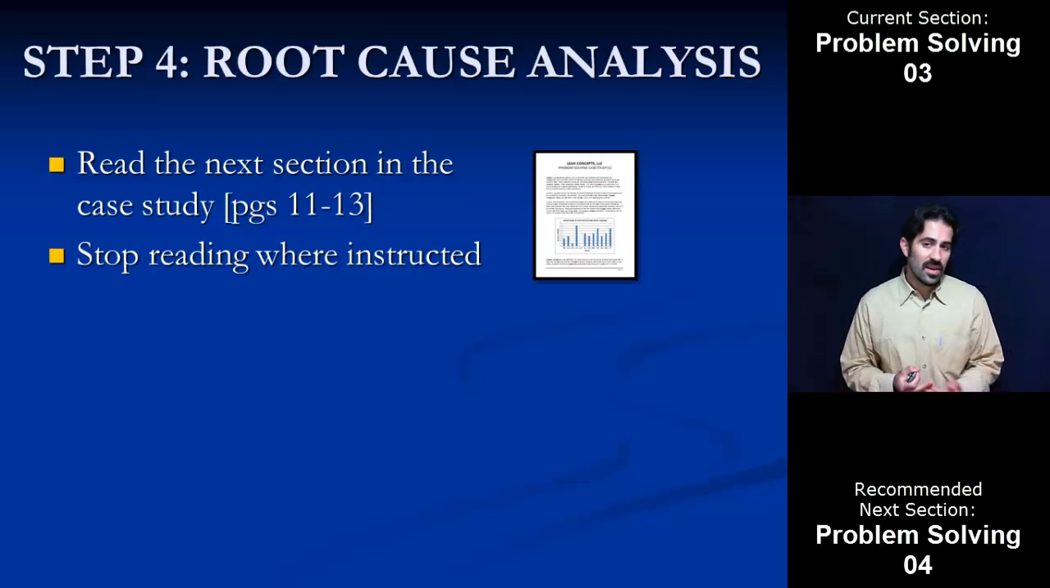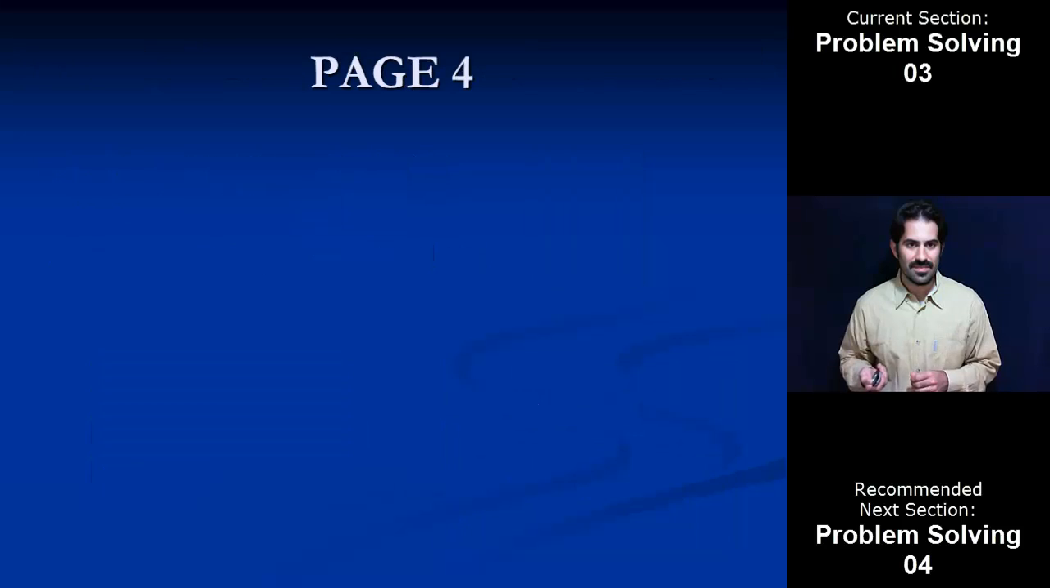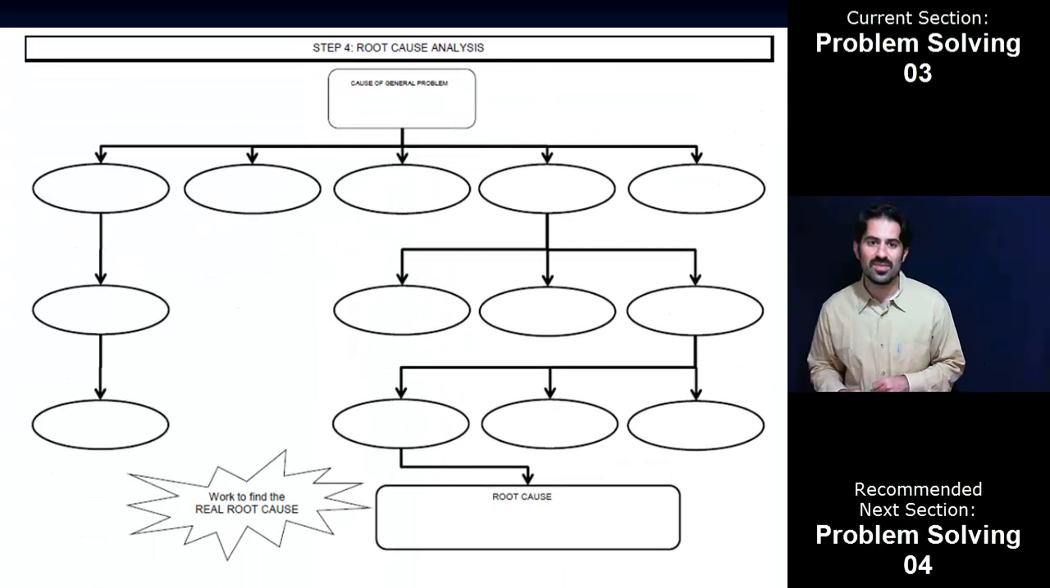So once we've set our target, now we need to start into our root cause analysis, which is step 4, figuring out why this problem that we've broken down, why is that happening. So we'll read the next section, we'll stop again, and then we'll pull up the next page and go through that. And pulling up page 4.